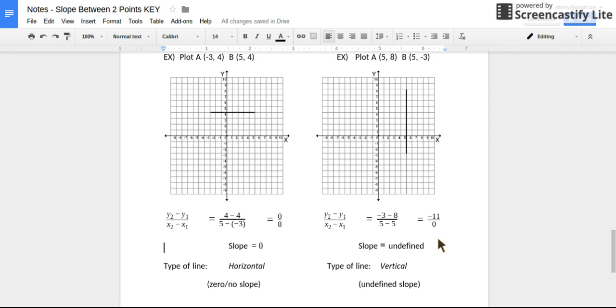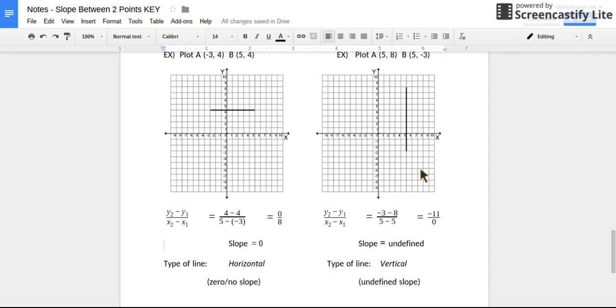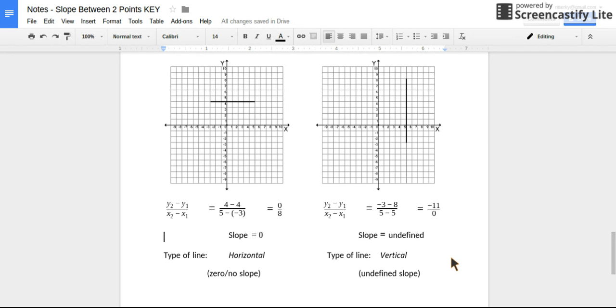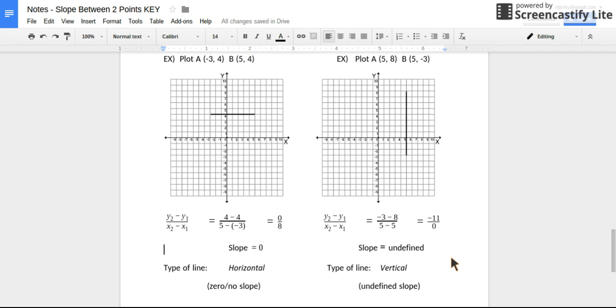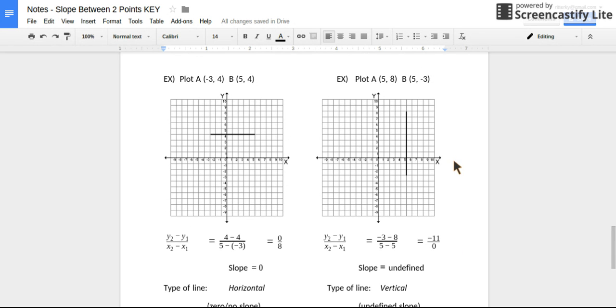Maybe that's one way that you can remember that a slope of a vertical line is undefined, and a slope of a horizontal line is 0. And if a line has a positive slope, it's increasing. If a line has a negative slope, it's decreasing. So there's a slope between 2 points and types of lines based on their slope.